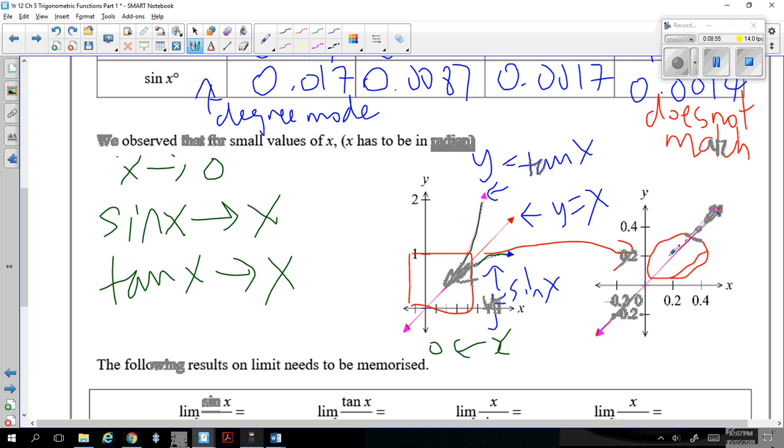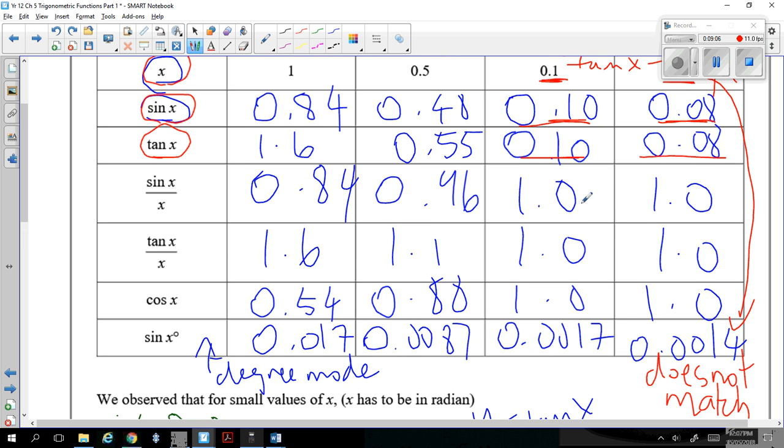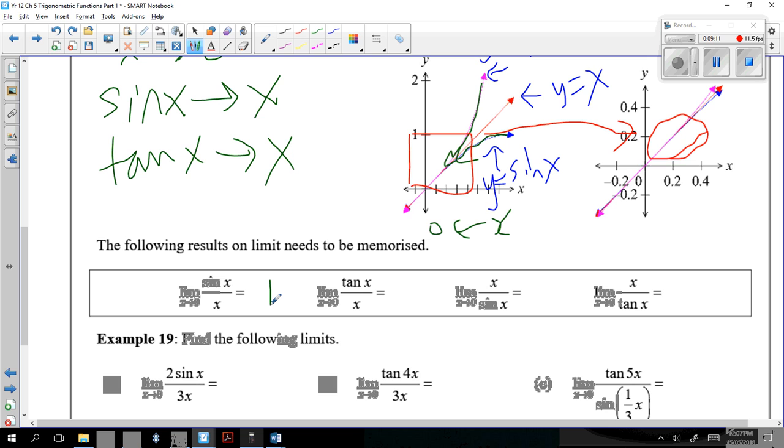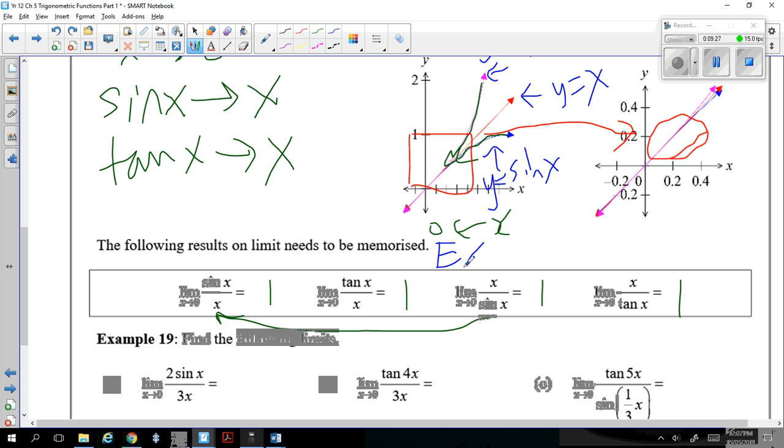And then we have these following limits, which you have to memorize. So we saw that sin x over x, as x approaches 0, approaches 1. So you put 1 here. And as x approaches 0, tan x over x is also 1. Okay? And it works for the reciprocal as well. If you take the reciprocal, you also get 1. So these results need to be known for your Extension 1 exam. Not on the formula sheet. So you need to know this.